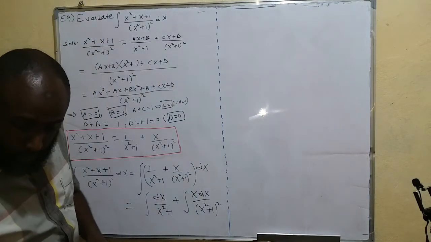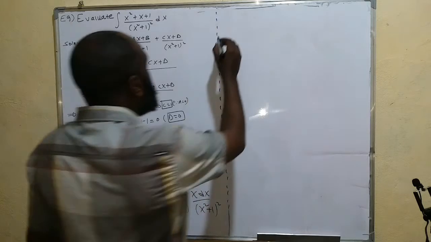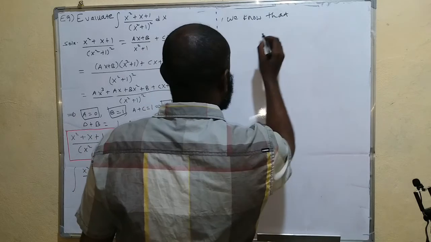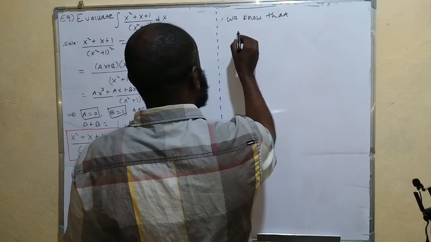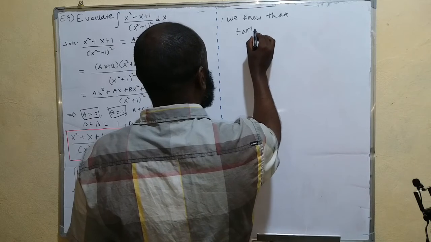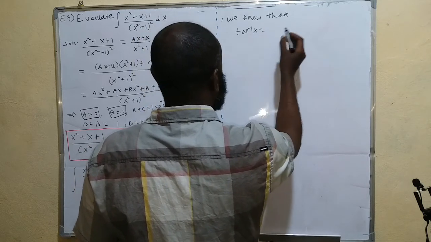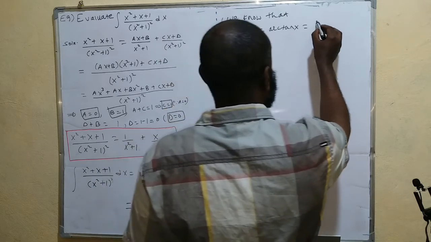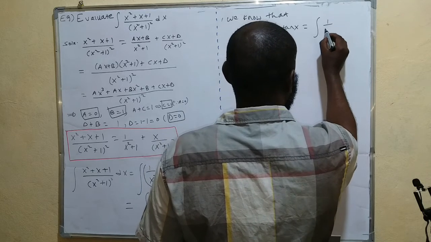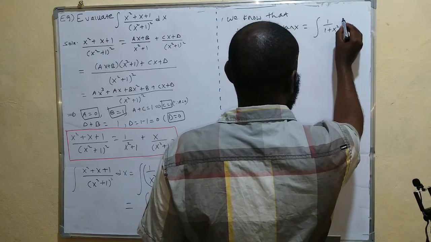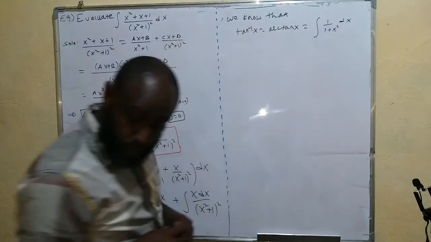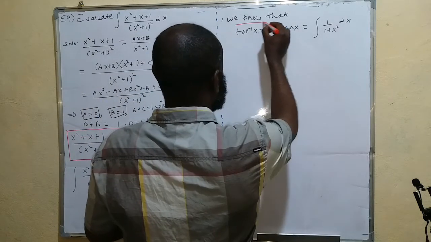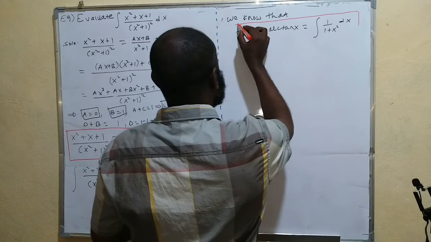Therefore, what happens is the following. What do we know? Tan inverse of x, or simply arctan x, is equal to the integral of 1 over 1 plus x squared dx. This is what you should bear in mind. This is what we did in derivatives. Therefore, you need not forget this result.